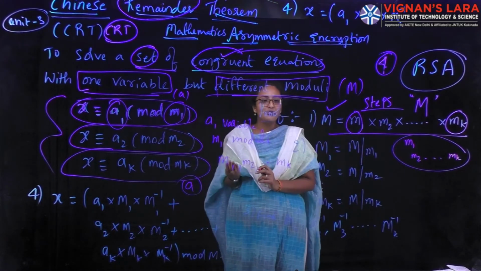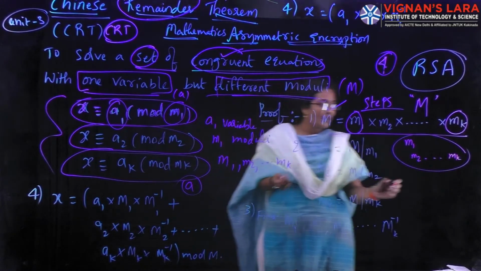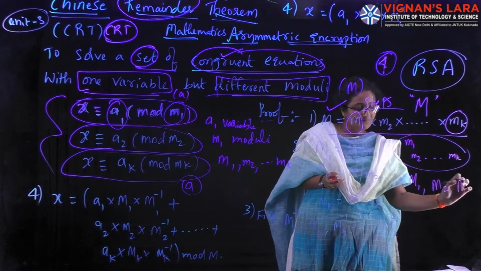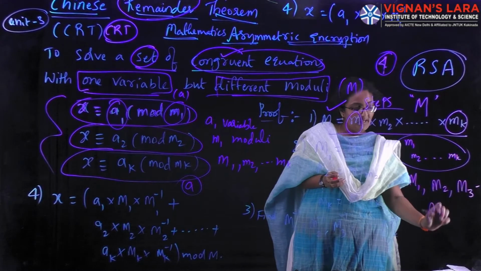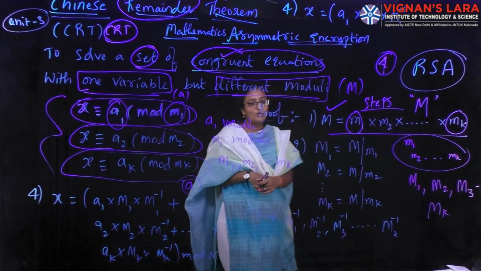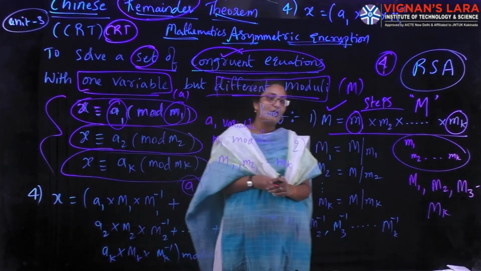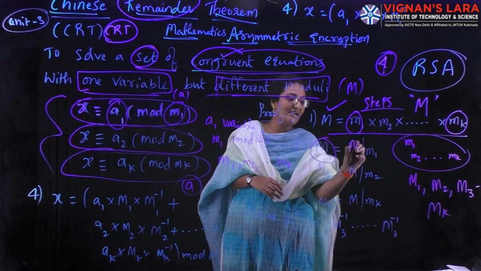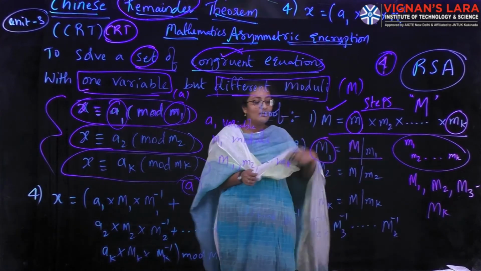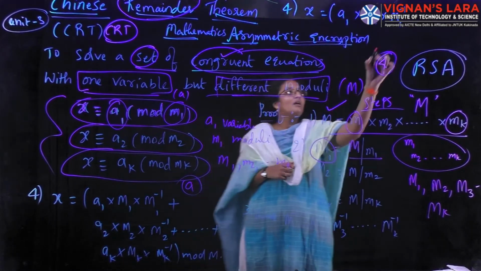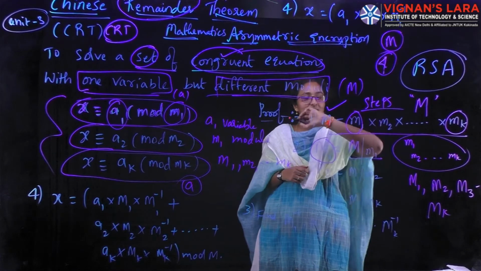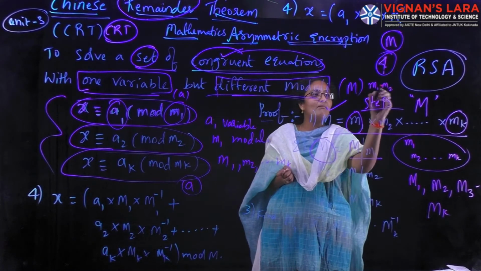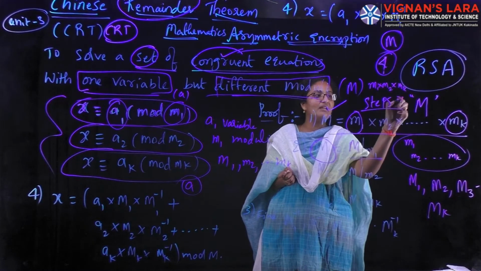Then you want to find the different moduli like M1, M2, M3 and so on up to Mk. For finding these, what formula do you have? Capital M1 equals capital M divided by small m1. So this is the formula. M is nothing but the modulus always. In the first step you take all the small moduli and, by multiplication, you find the capital M.